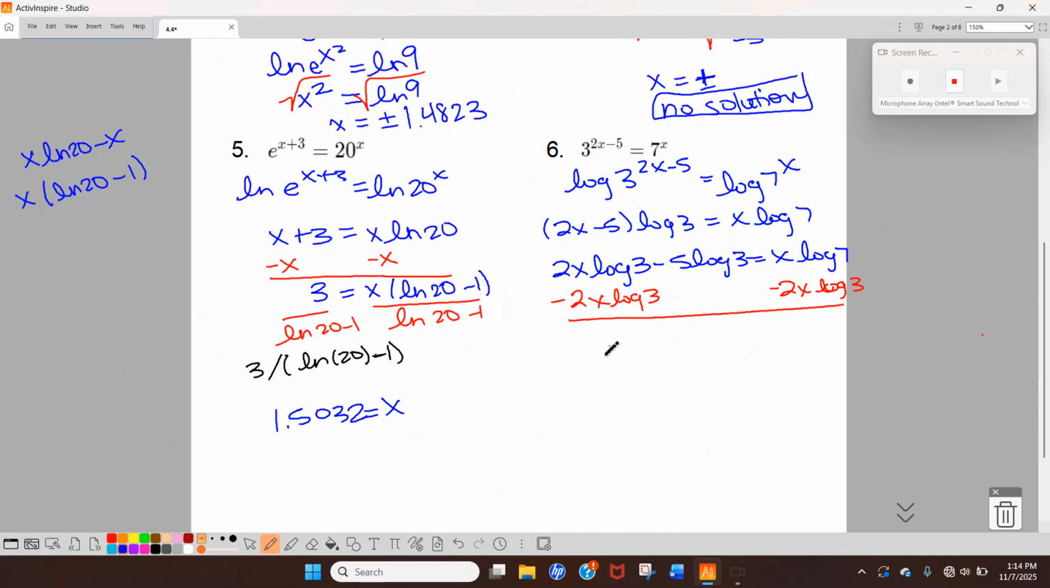So we have negative 5 log 3 equal to, here if we factor out an x, then we have log 7 left from the first part, and then minus 2 log 3 from the back part, this piece. And then we can divide that parenthesis to the other side to get x by itself.